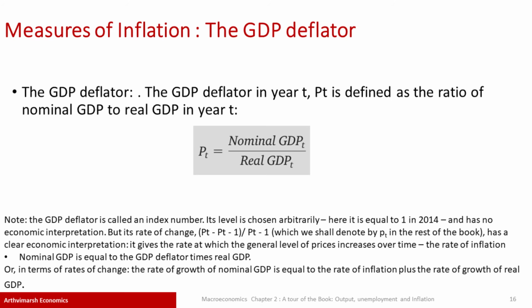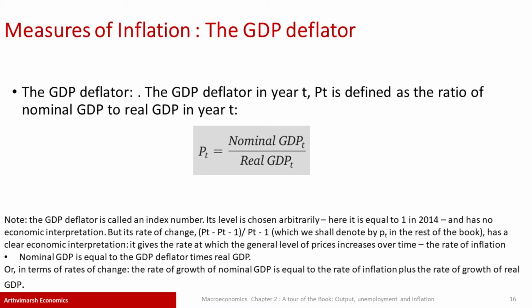Now, the measures of inflation. The first key measure is the GDP deflator. It is defined as the ratio of nominal GDP to real GDP in a given year. It should be noted that this deflator is also an index number and has no economic interpretation, because the base year is chosen arbitrarily for this as well. But its rate of change has a clear economic interpretation: the rate at which the general level of prices increases over time, the rate of inflation.